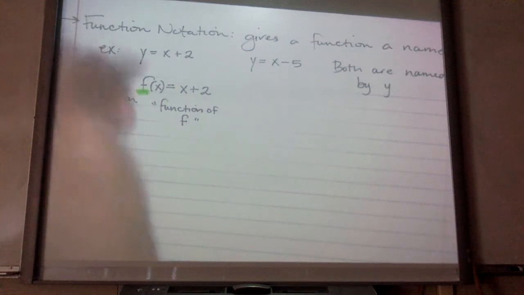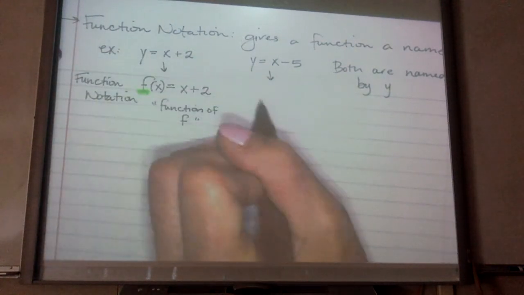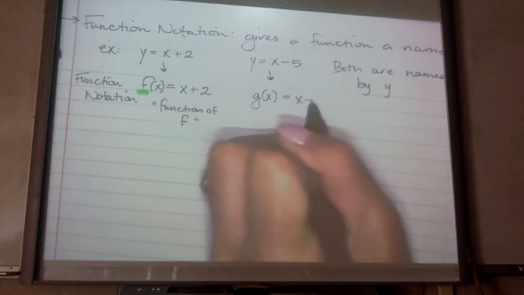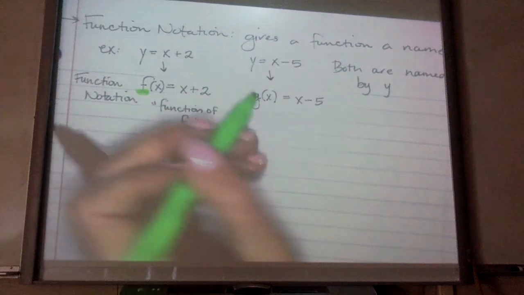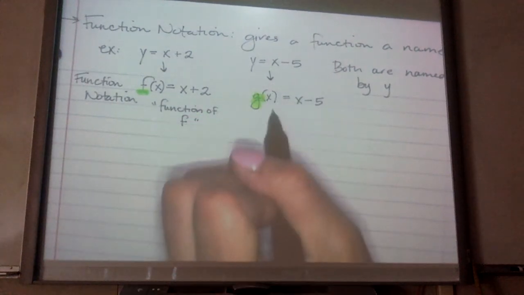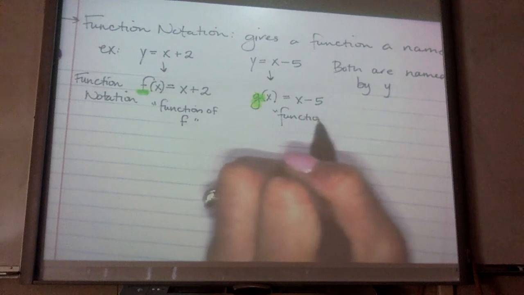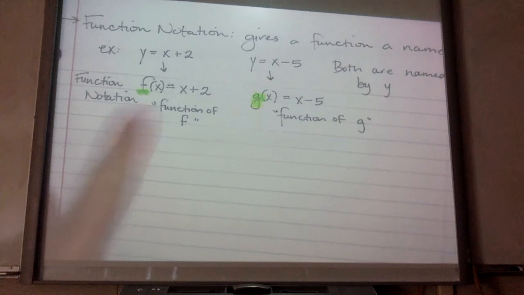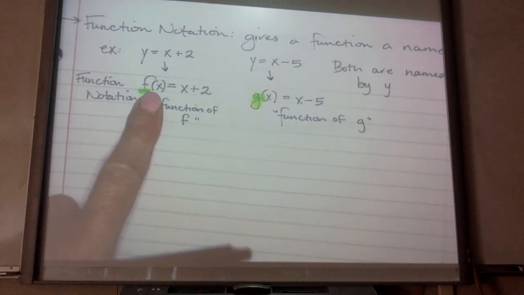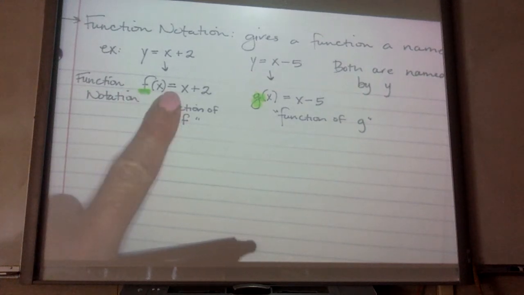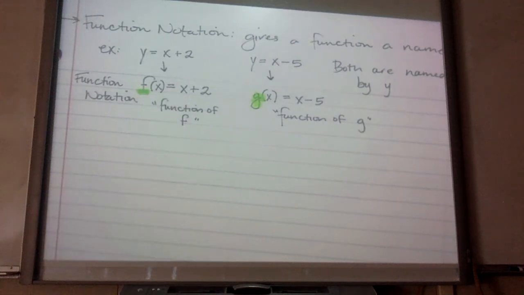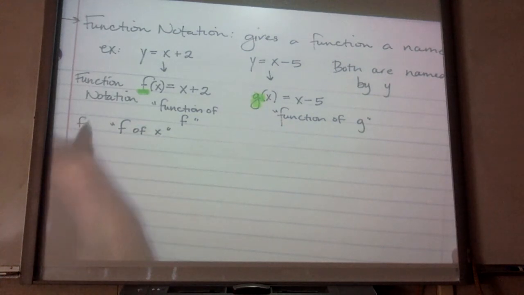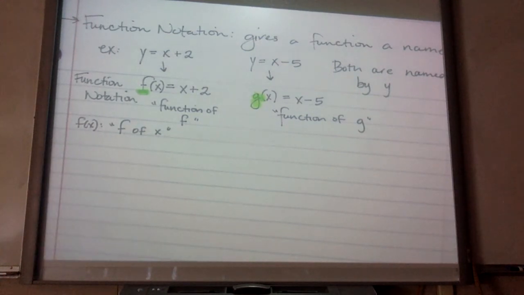Okay, and then let's name this one the function of g, but I always put my input in parentheses. So g of x equals x minus 5. I would say that this is the function of g. Know that it's just telling you that x is your input. It's not multiply. Function of f, or you could also call this f of x, depending on how you would say it.